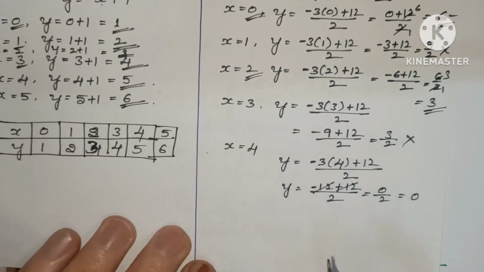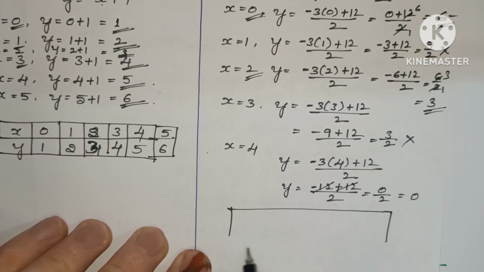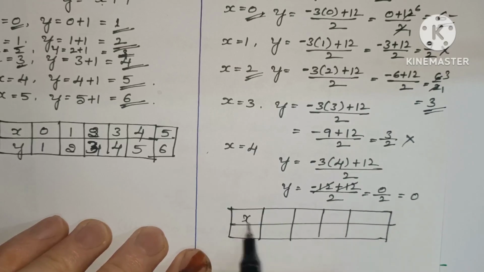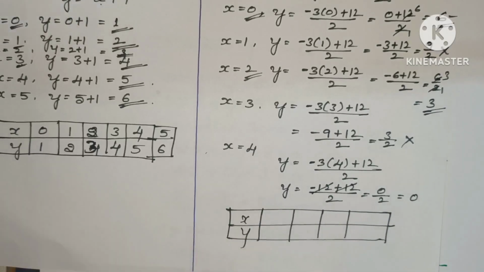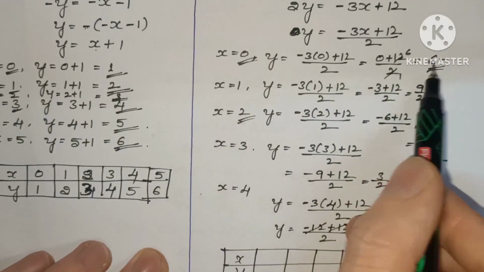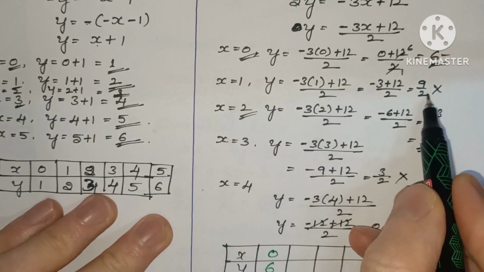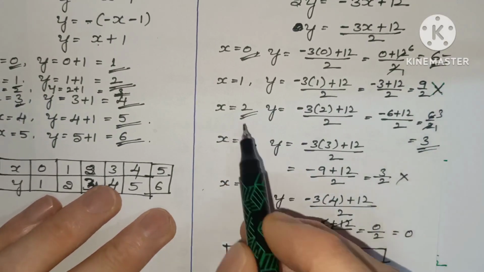Now finally, this table we will write here also. Watch how the table is written, children. X, Y. See here what I am doing. Now we got here 0 comma 6, so x value 0, y value 6. 1 means 9 by 2, we no need to take. Okay, now we will skip that one.